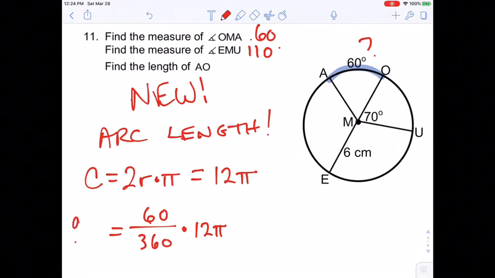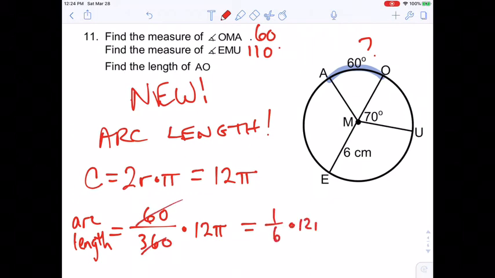I don't like using the L. The arc length for this problem. Okay? Now, I do not have a calculator with me right now, so I'm going to do some mental math. So 60 and 360, that's 1/6 times 12 pi. 12 and 6 simplify, so that's 2 pi. And that is your slice or your fraction of the total circumference. And that would be the length of AO.